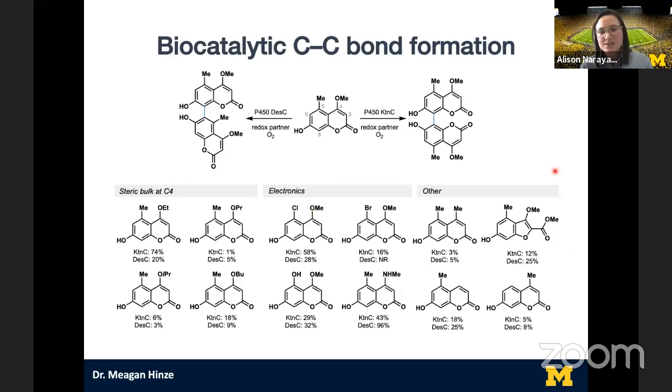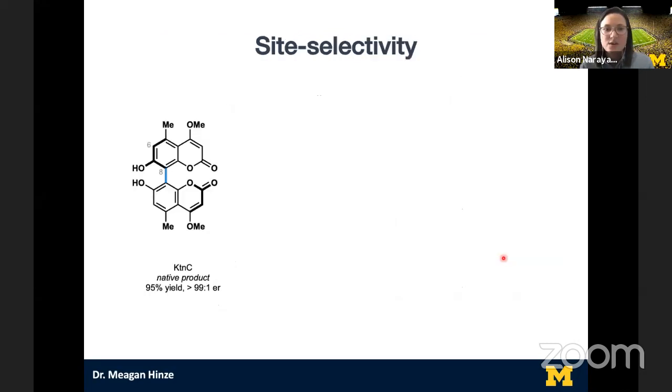And we can also do this type of dimerization on other types of bicyclic phenolic compounds. One of the things that we saw that was interesting is that for the most part, the site selectivity of these catalysts is maintained across a number of different substrates. In the case of KTNC, we see with the native substrate, this is the major product.